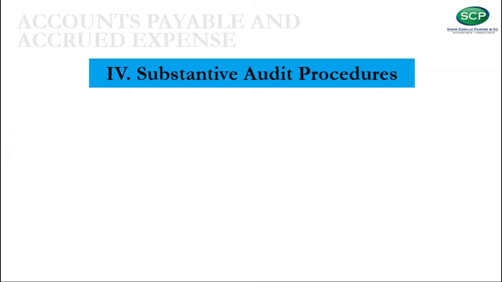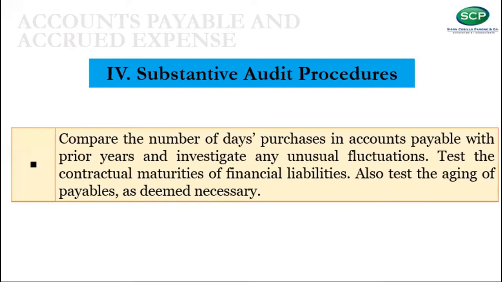The final audit procedure we will discuss in this training session about AP, accounts payable, and accrued expenses, before we move on to auditing cost and expenses, is to compare the number of days purchases in accounts payable with prior years and investigate any unusual fluctuations. And then test the contractual maturities of financial liabilities and also test the aging of payables as deemed necessary.